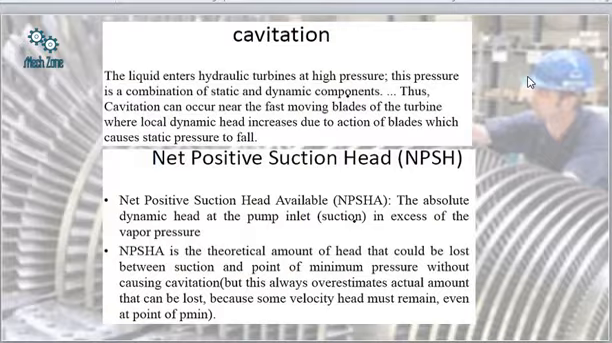Now we come to the net positive suction head, also abbreviated as NPSH, and for the available we will add A. The absolute dynamic head at the pump inlet in excess of the vapor pressure is termed the net positive suction head available. It is the theoretical amount of head that could be lost between the suction and the point of minimum pressure without causing any cavitation.